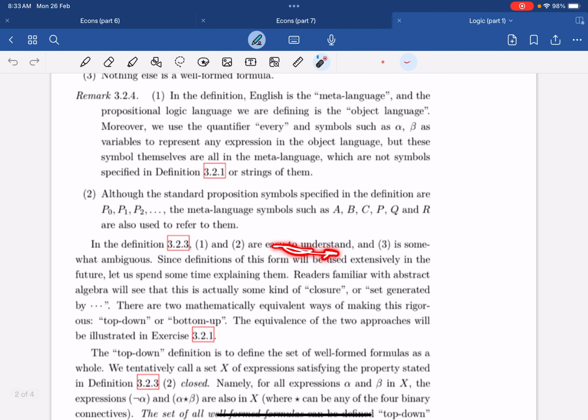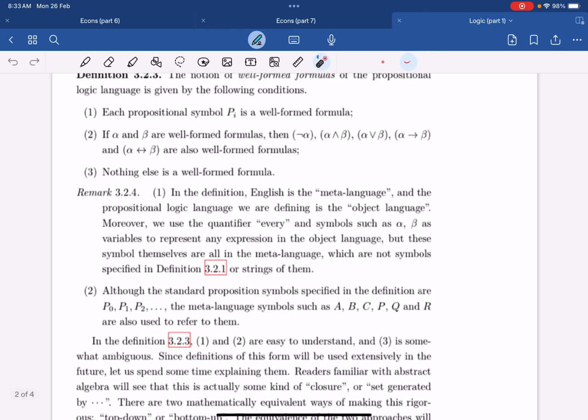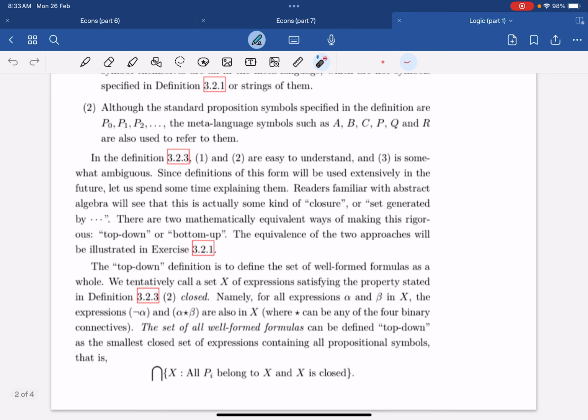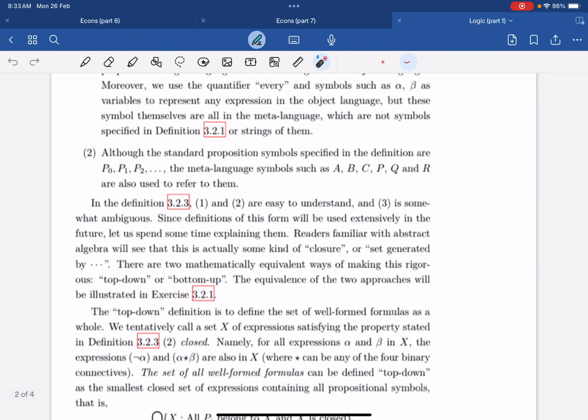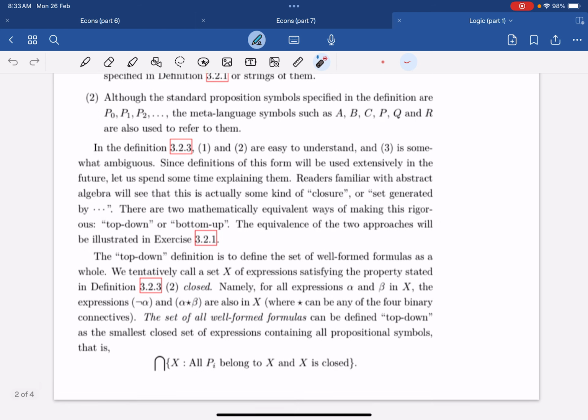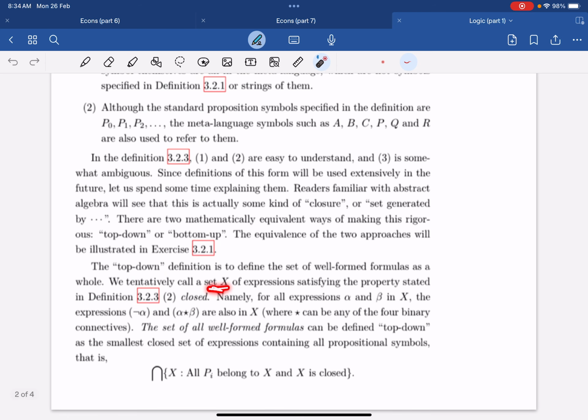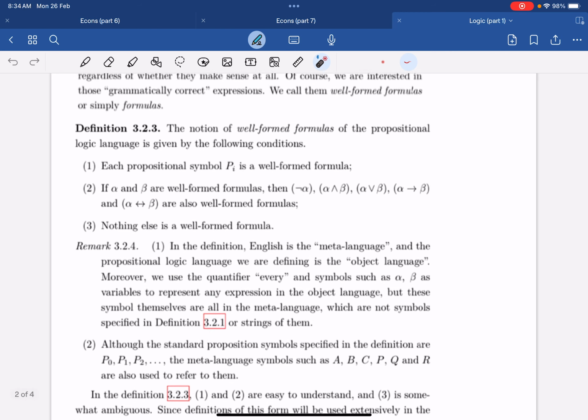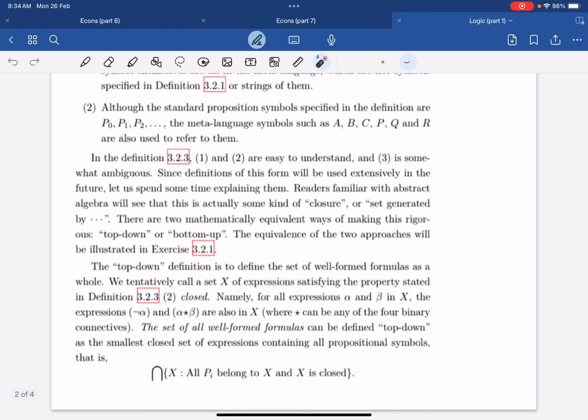By the definition over here, it is easy to understand, but the problem is that it is somewhat ambiguous. So you can make this more rigorous by using a top-down or bottom-up approach for defining it. What does it mean? It means that we can define a set X of expressions satisfying some property defined over here, and we say that set is closed under these properties.